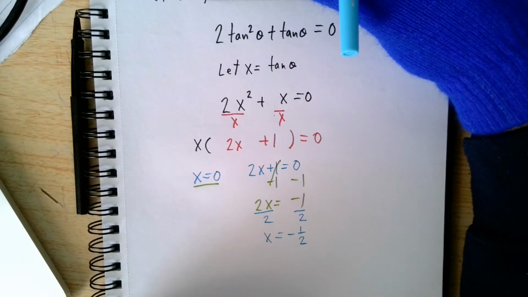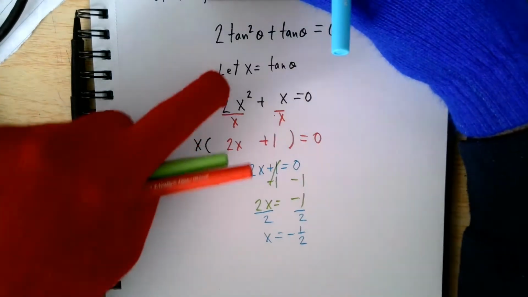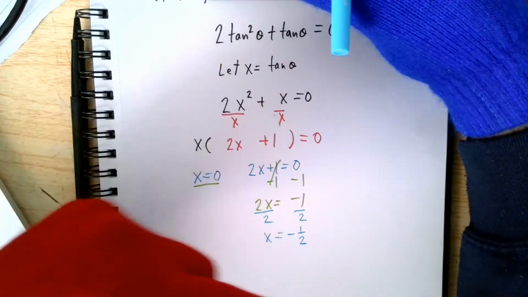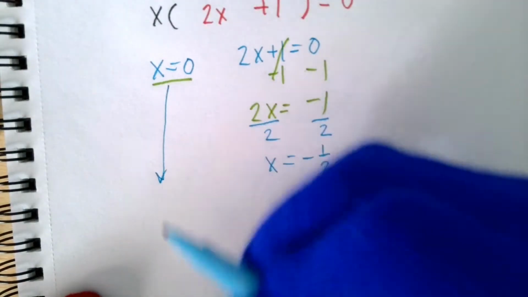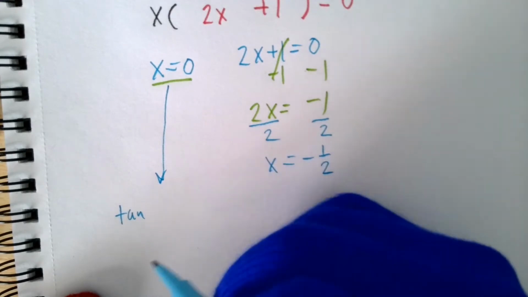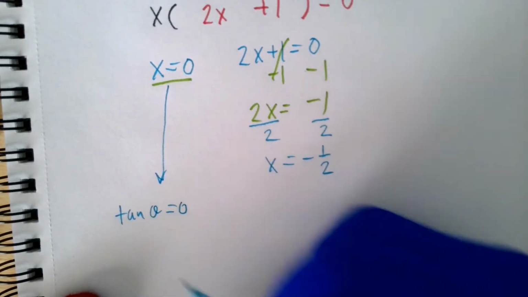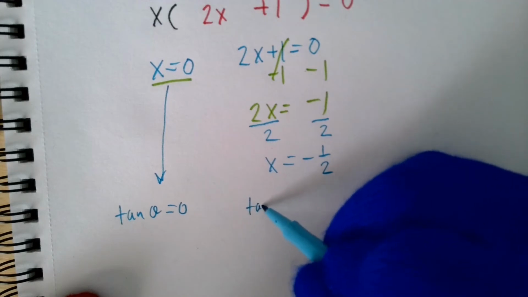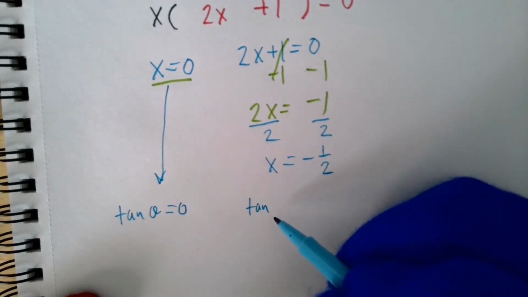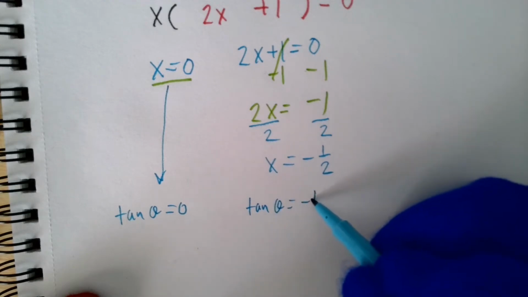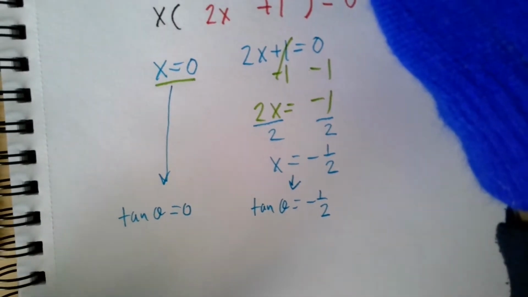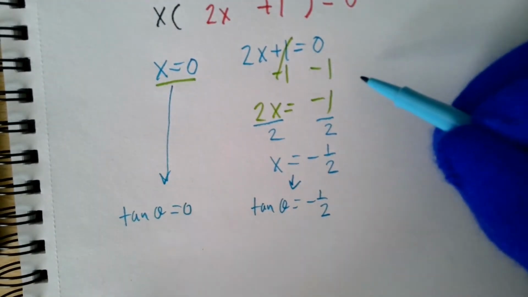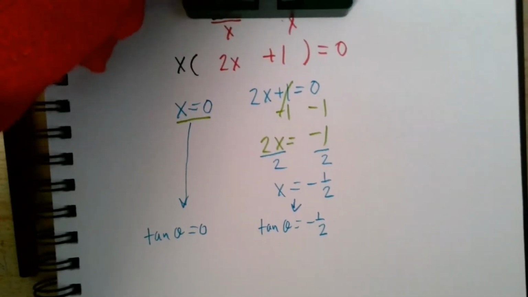Now the next thing we're going to have to do is substitute back. Just the way we let x equal tangent theta, now we're going to do the reverse. So zoom back in. Based on this, I'm going to say that tangent of theta equals 0, and over here, tangent of theta equals negative 1/2. Cool. Now that I'm here, I can find the angles. But what do I need to remember for this part? I need to remember my inverse functions.